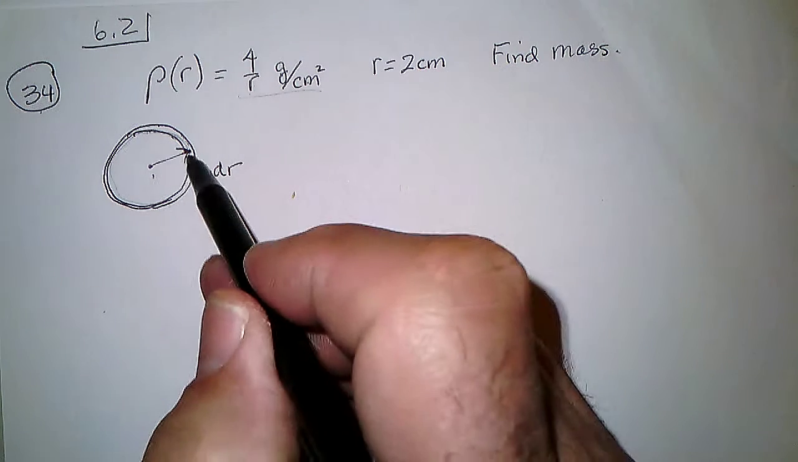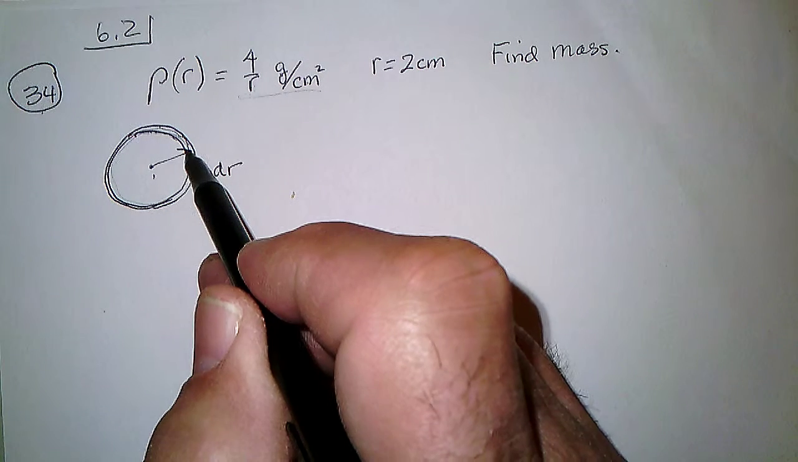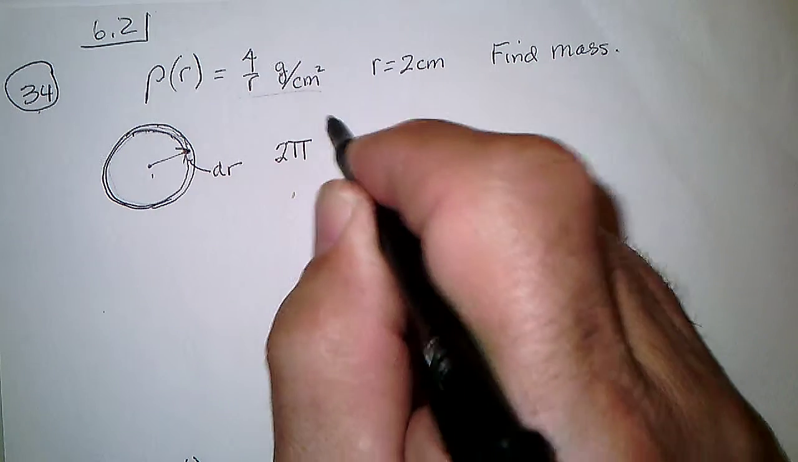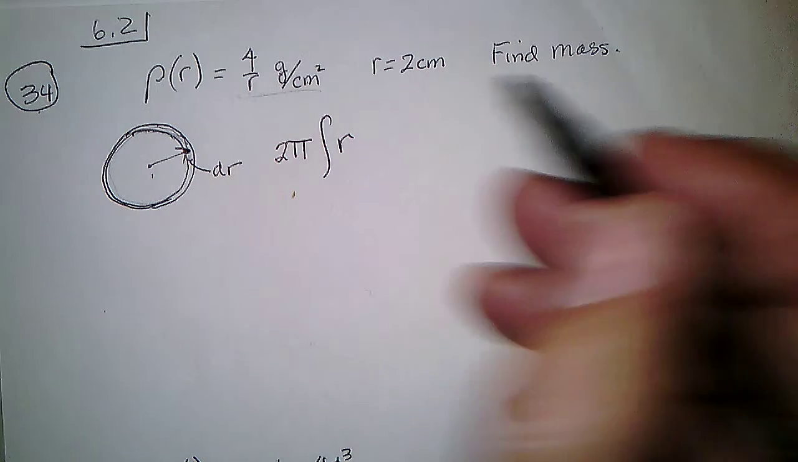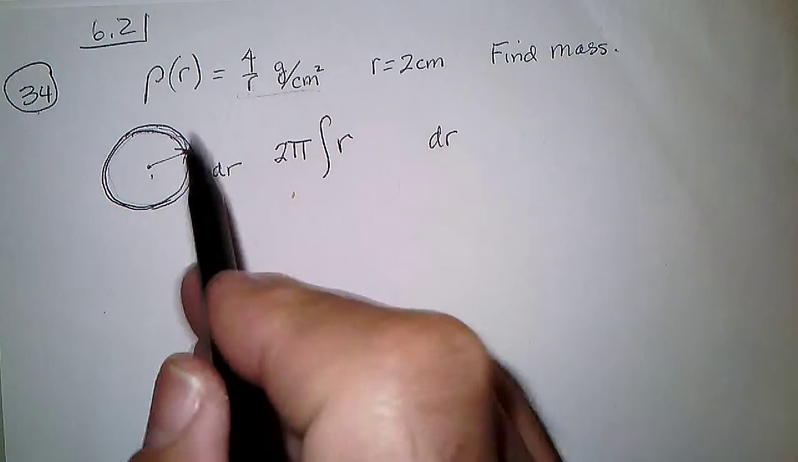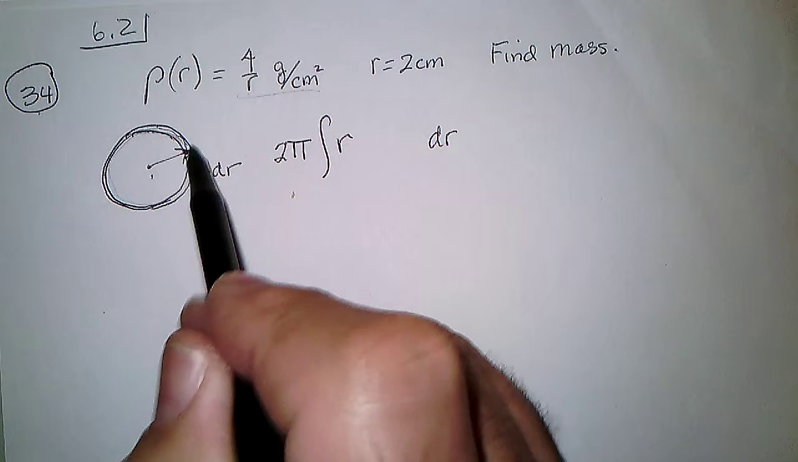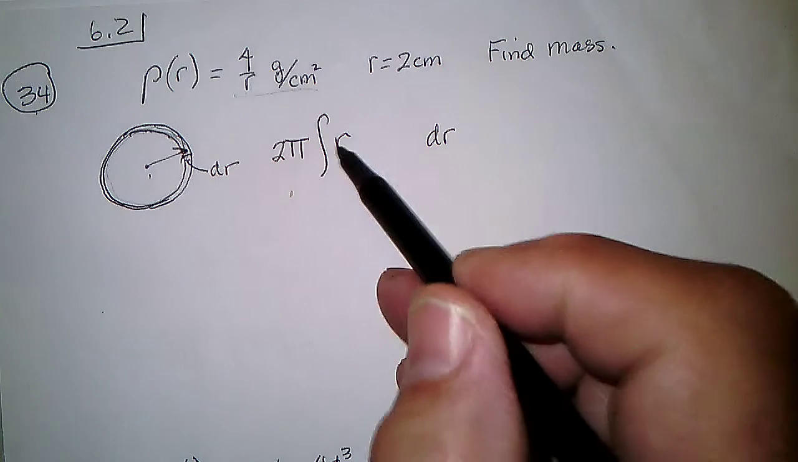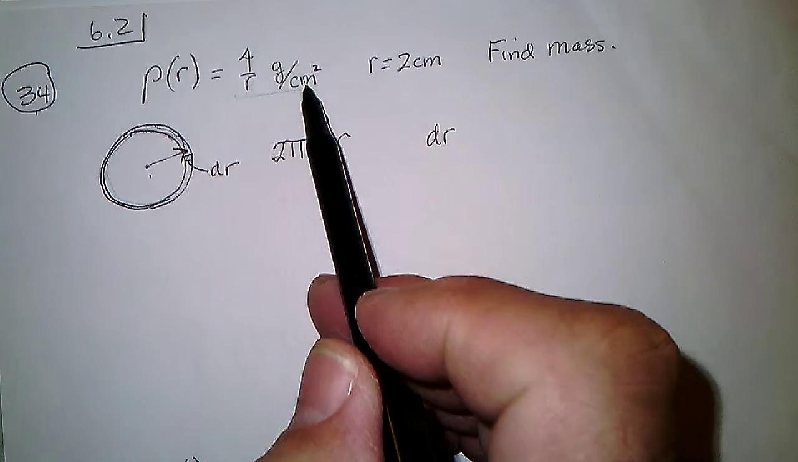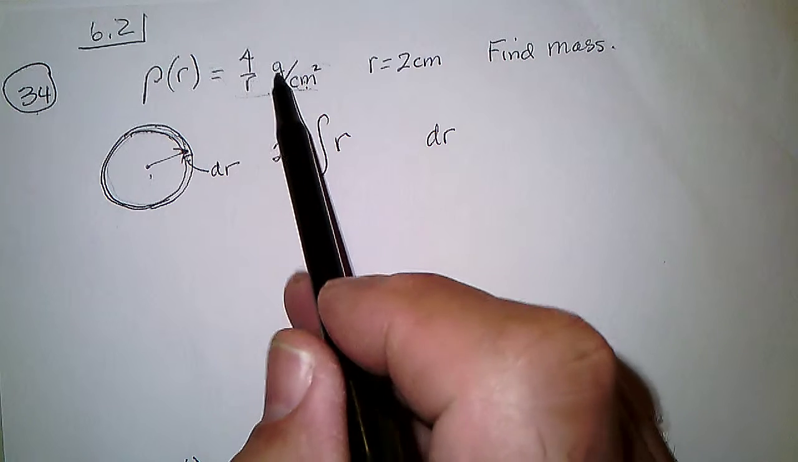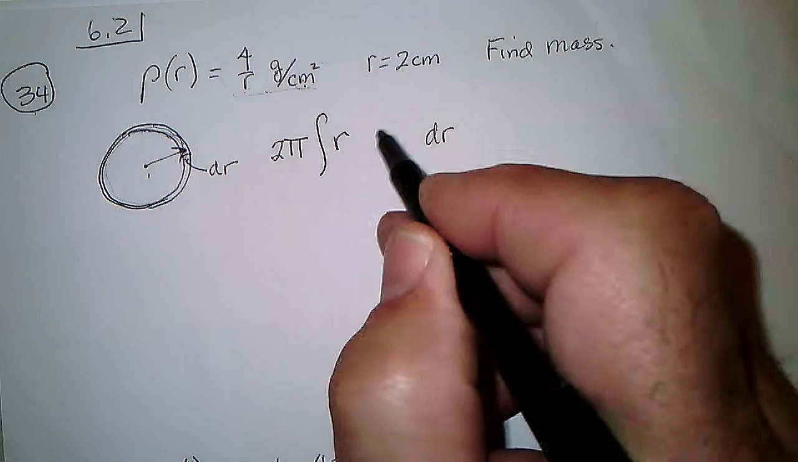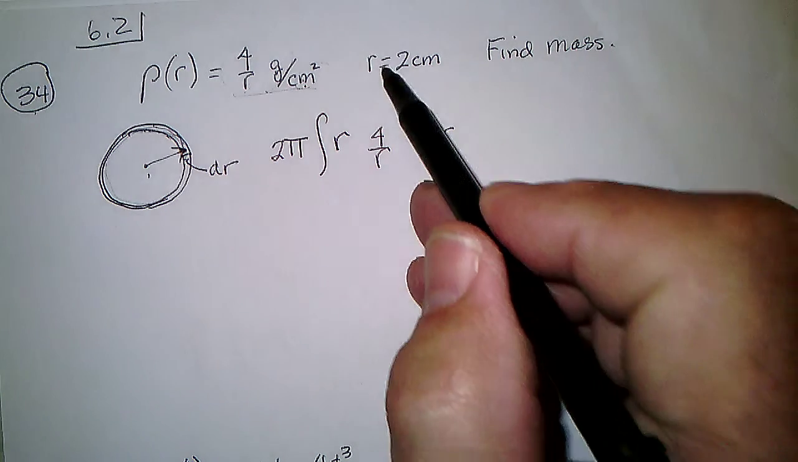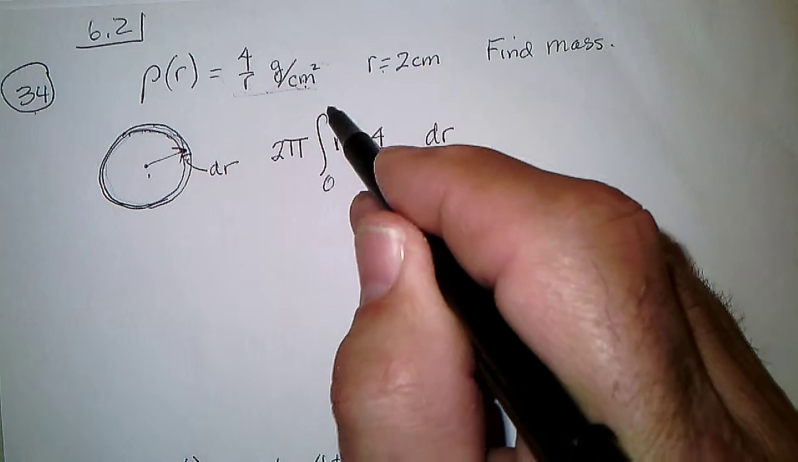And so the area of this, well, the length around it is going to be 2 pi r, so 2 pi r times dr. That's the width times the length. That's the area of that rectangle that's bent around in a circle. And the area times the radial density will give you a mass, because it's in grams. So we're going to take it times 4 over r, and we're going to integrate this from 0 out to 2 centimeters.